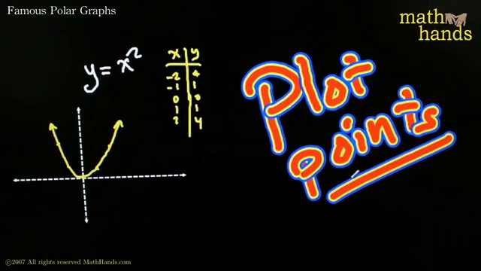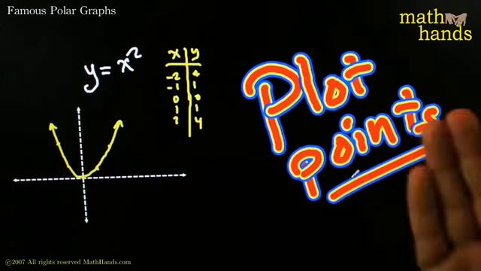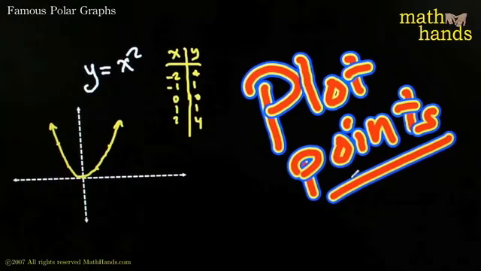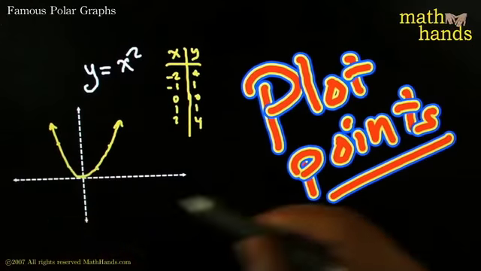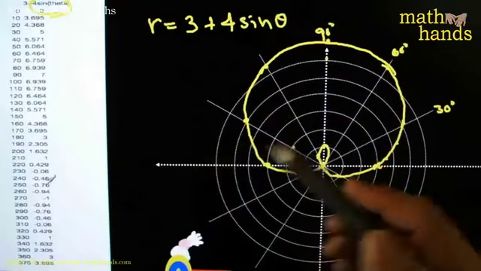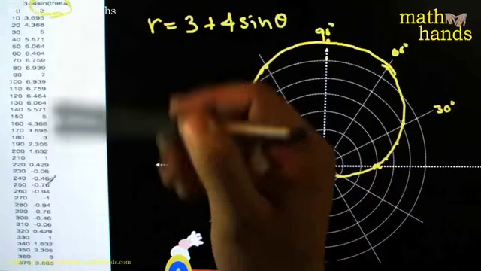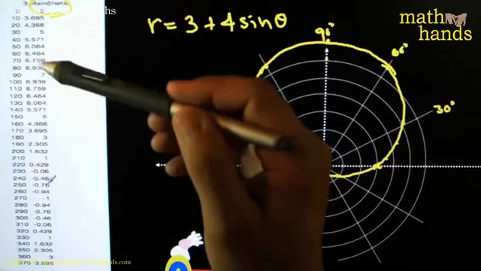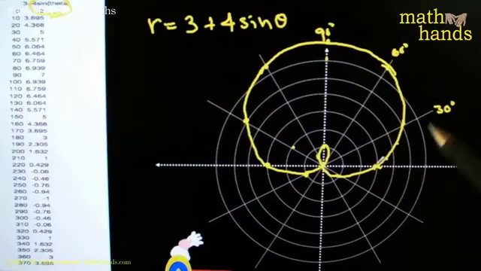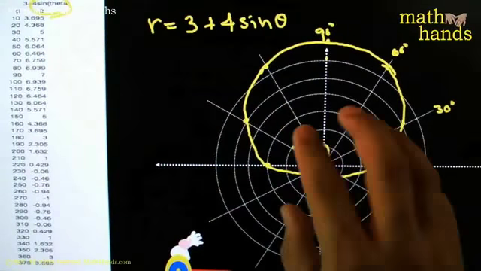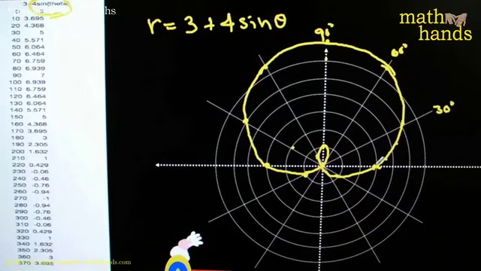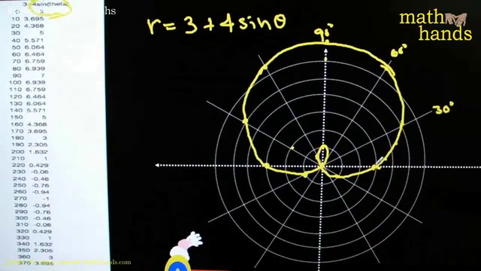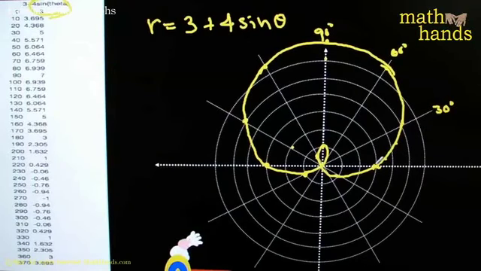There isn't much thinking. There's no creativity. All you got to do is do the work. Make a little table and plot the points carefully. You really should do this on your own. I've posted some good homework prompts so that you can actually plot them and get a feel for it. That's the first method for graphing polar graphs.